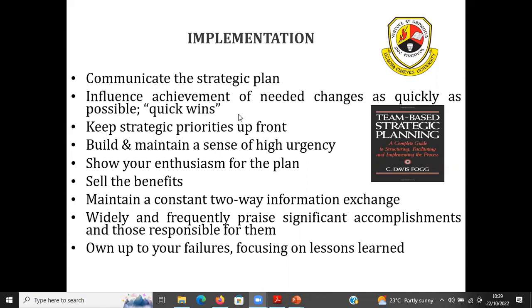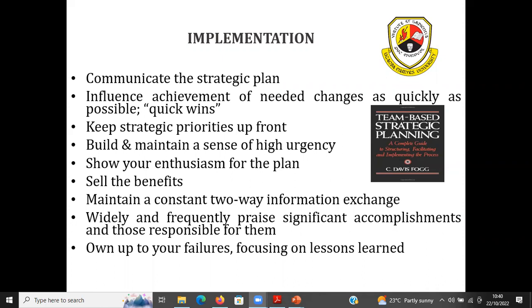Always keep the strategic priorities up front. These are communicated, and they are the ones where we want to carry out our quick changes. Always maintain a sense of high urgency as you communicate it. This must be done. The faster you start it, the faster you begin to see your gains. There must be a show of enthusiasm. The person leading your strategic plan must be enthusiastic about it. Sell the benefits. All of this involves communication.